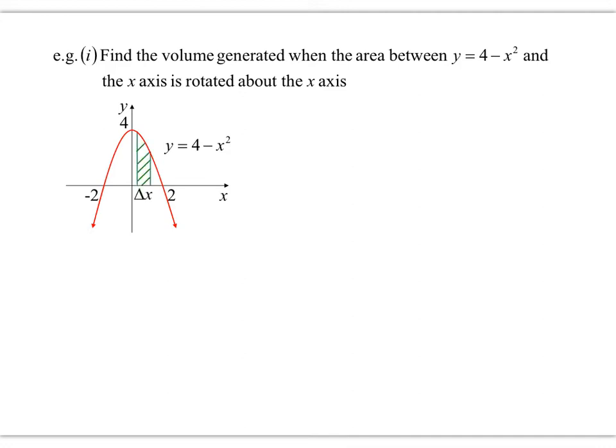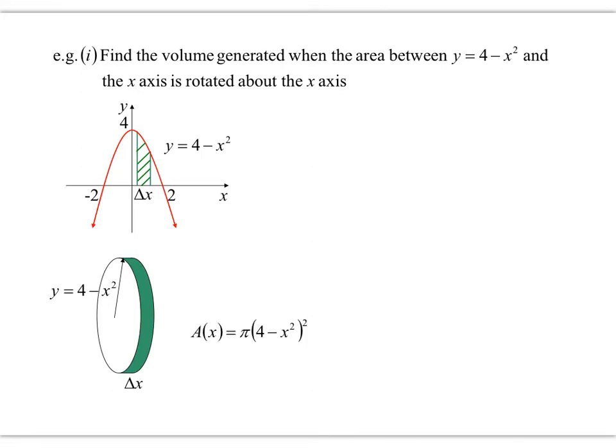It's going around the x-axis, so perpendicular to the x-axis is going to be in that direction right here. So our very small strip will be going in the vertical direction. So draw yourself a disc. Our dimensions in this case will be, well, the radius is y. So y is in terms of x.